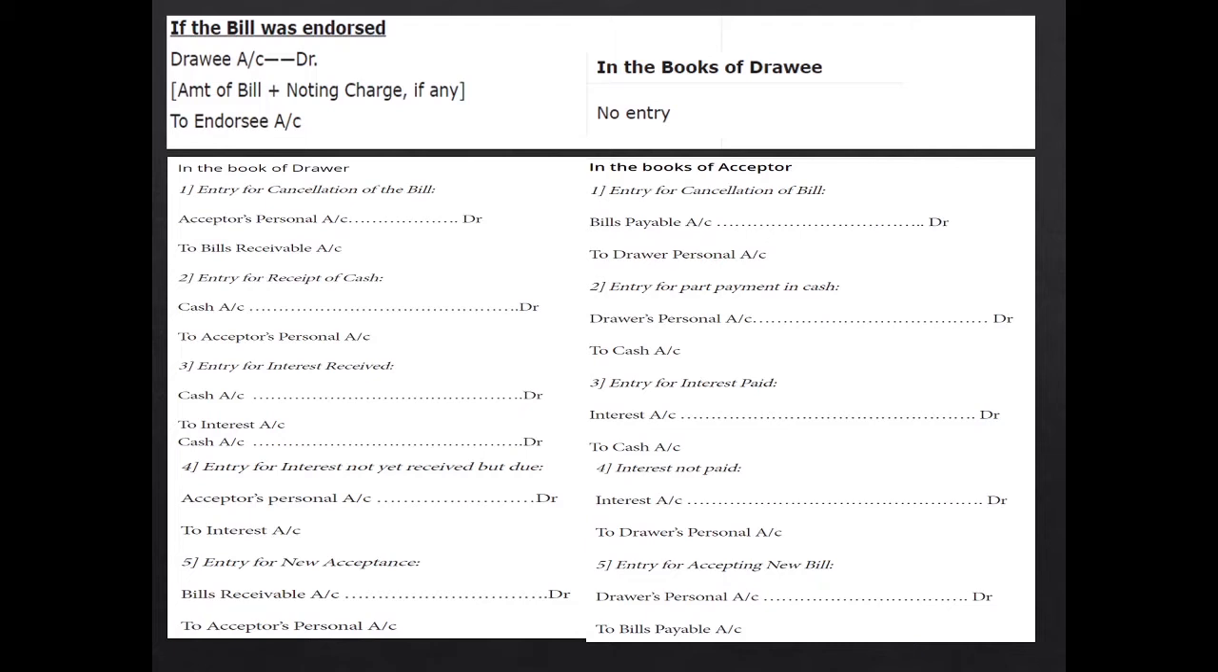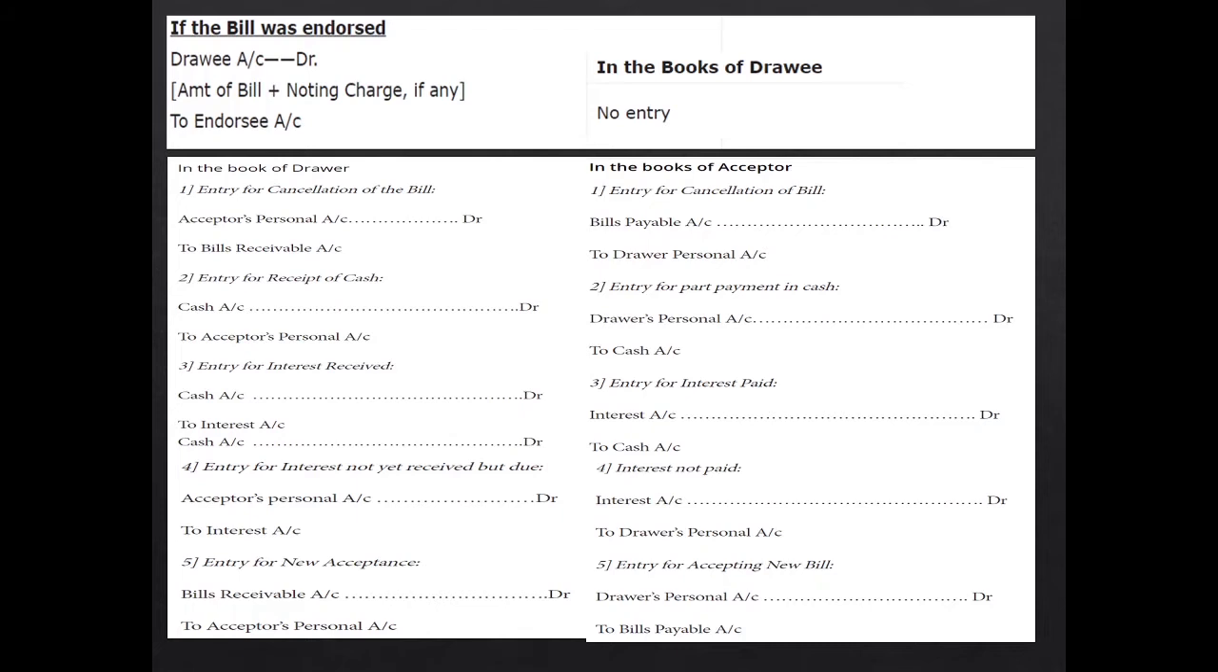If the bill is endorsed, in the books of the drawer: drawee account debit to endorsee account, and there is no entry in the books of the drawee. Then if the endorsed bill is dishonored, that is, the bill is dishonored, the entries are reversed. And another one is in the books of the drawer: renewal of the bill. These journal entries are for renewal of the bill.